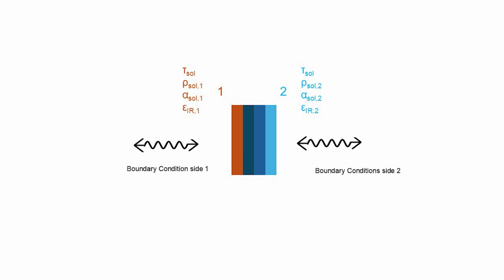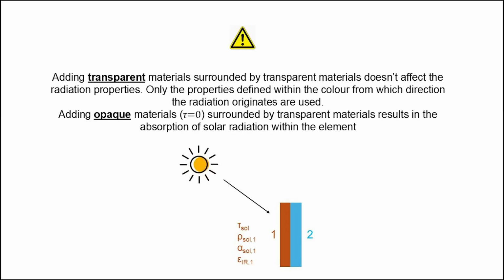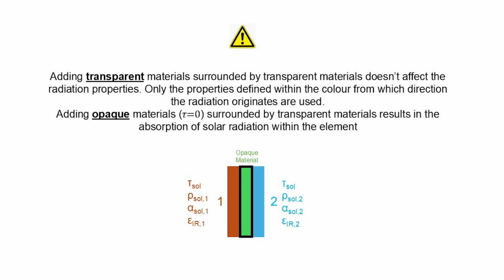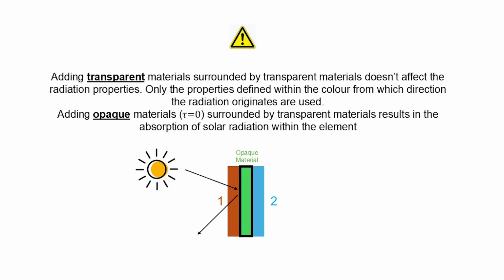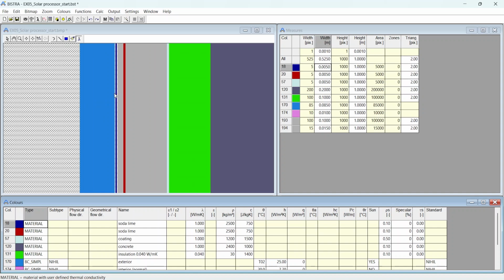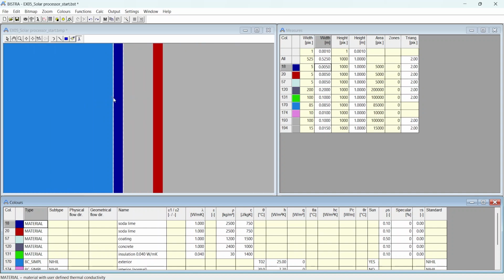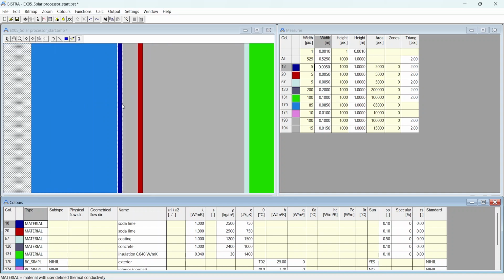Therefore, inserting a transparent material surrounded by other transparent materials doesn't affect the radiation properties. Only the properties defined for the color from the side where the radiation originates are used. So we could add any number of glass layers between these two panes of glass. But it's important to note that adding opaque materials surrounded by transparent materials results in absorption and reflection of solar radiation within the element. For this example, we can split the outer glass into two panes so we can define the low E coating to the inner side of the outer glass.